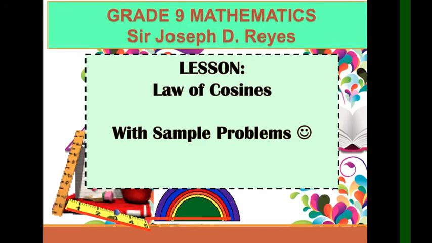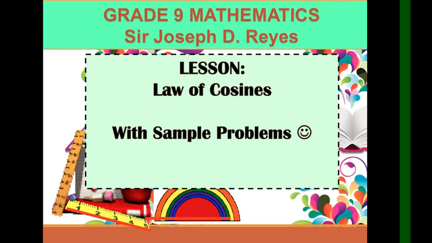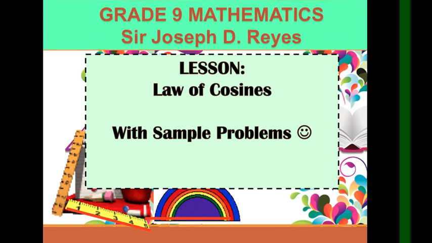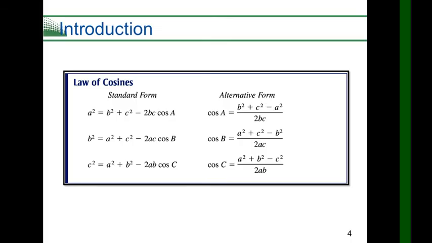Thanks, and now let's proceed to our main topic for today, which is all about the law of cosines. So sa law of cosine, meron tayong mga formula na pwede nating sundan. We have the standard form and the alternative form. So, kapag ang hinahanap natin is side, given ang dalawang sides, at ang opposite angle ng hinahanap natin, ang magiging formula natin ay ang mga sumusunod.